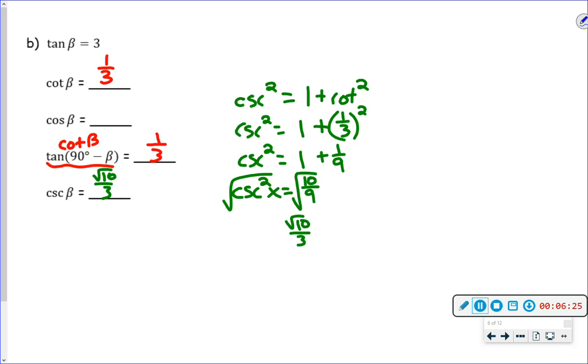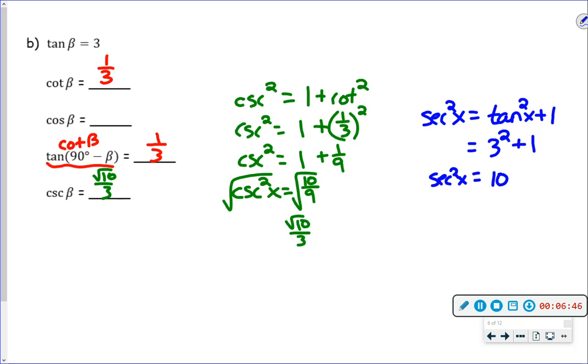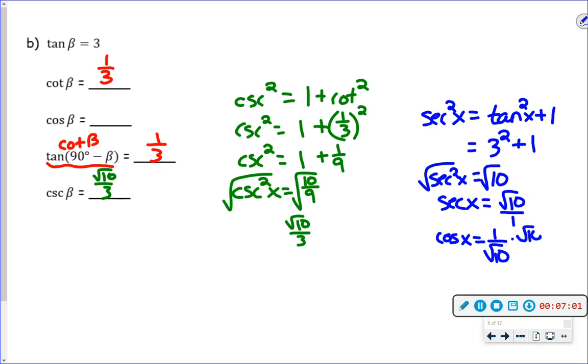We're going to look at our Pythagorean identities. We do have one on there for secant: secant squared equals tangent squared plus 1. And we do know tangent. Tangent's 3. 3 squared is 9, plus 1, 10. And then we're going to square root it. So I know secant is the square root of 10. If you like that in fraction form, it's over 1. Now, to get cosine, our last thing, I'm just going to use the reciprocal. And then we would have to rationalize it. So I'm going to end up with root 10 over 10.